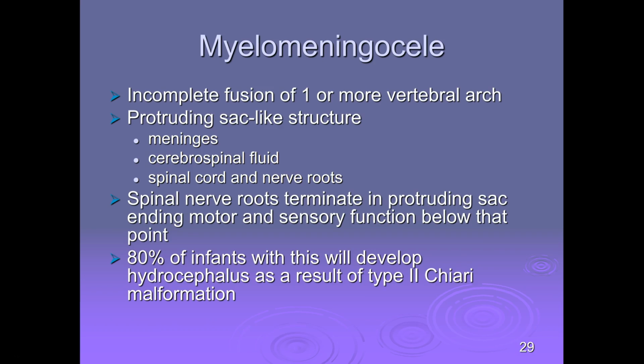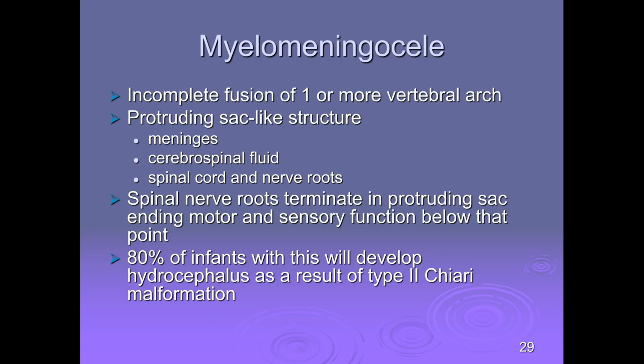So this is when there's an incomplete fusion of one or more vertebrae on the vertebral arch. And you get this sac-like structure that protrudes from the spinal area. It's got meninges, it's got CSF, and it's got spinal cord and nerve roots. Spinal nerve roots terminate at the sac and end the motor and sensory function below that point.